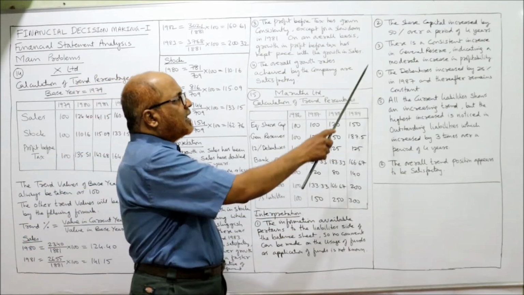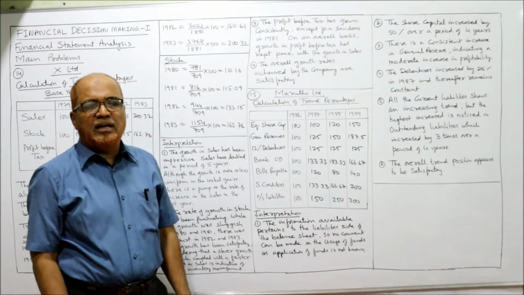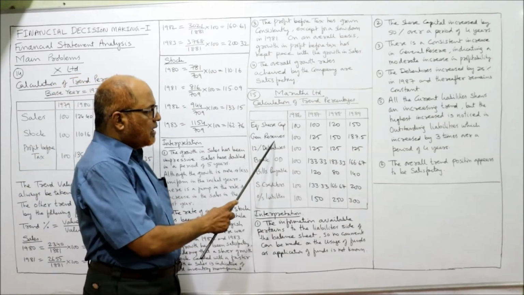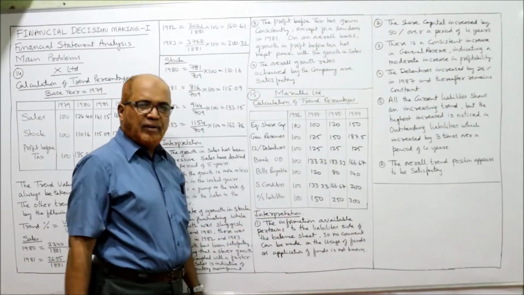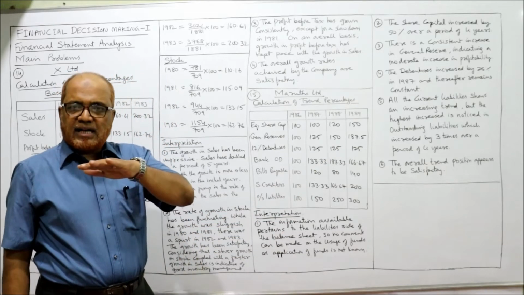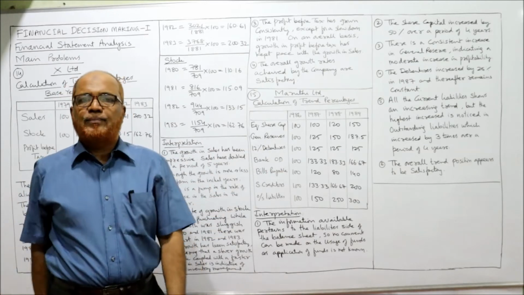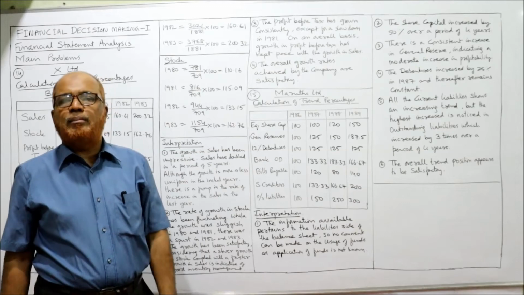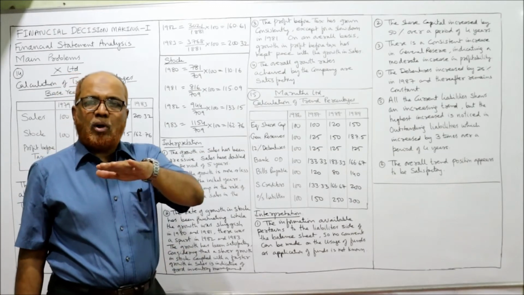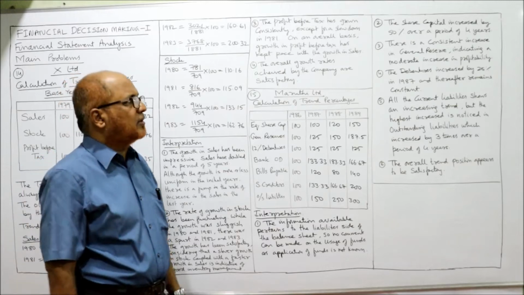Next, there is a consistent increase in general reserve indicating moderate increase in profitability. General reserve 100 to 125 to 150 to 187.5. So you can see there is a consistent increase in general reserve, and general reserve contains profit. So we can make the conclusion there is a moderate increase in profitability over the period of 4 years.